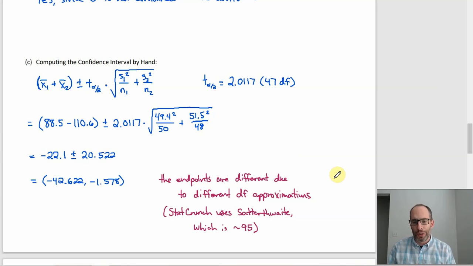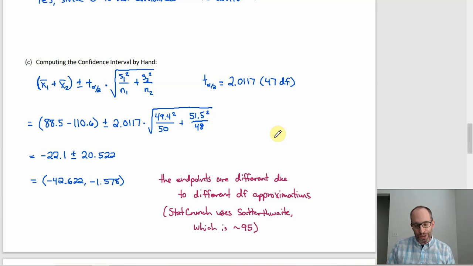Most of it is different approximations of the degrees of freedom, because here we're using 47, and then StatCrunch uses the Welch-Satterthwaite equation, or Satterthwaite's approximation, whatever you want to call that thing. It works out to be about 95. And if you look at that and go, that's not too far away from n1 plus n2 minus 2. No, it's not, right? It's a little bit smaller because n1 plus n2 minus 2 would be 96. So usually the Satterthwaite ends up around that. It's usually a little bit less than n1 plus n2 minus 2.